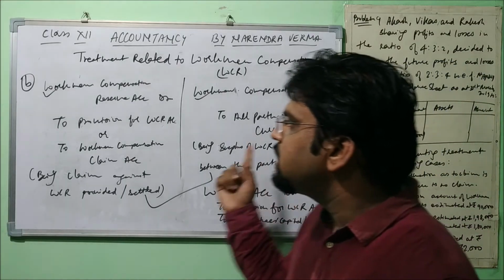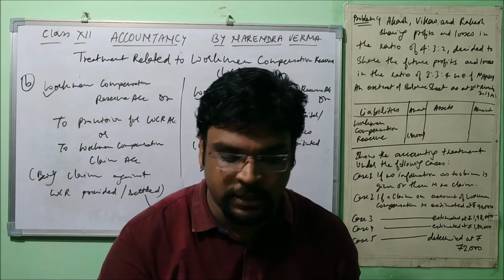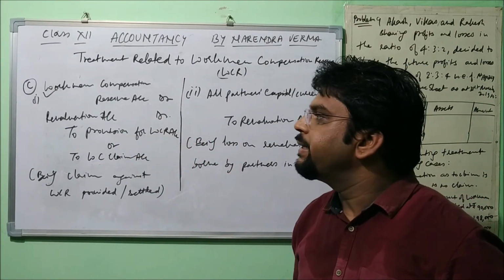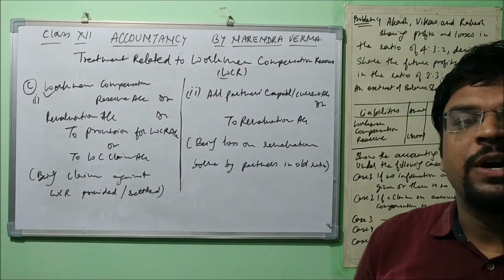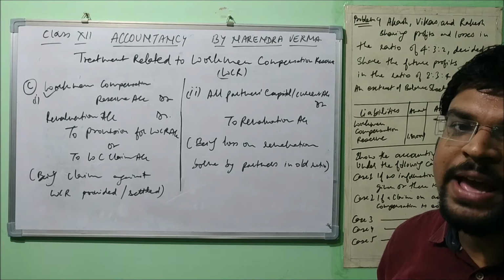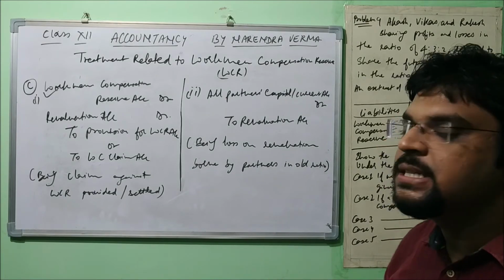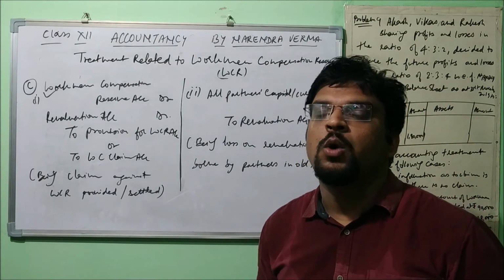So this is about the second case. Now let's talk about the third case. So now you can have a look here. In that case, we have to pass two entries. We cannot even combine them as well. What is the case? The claims are more than the amount available.